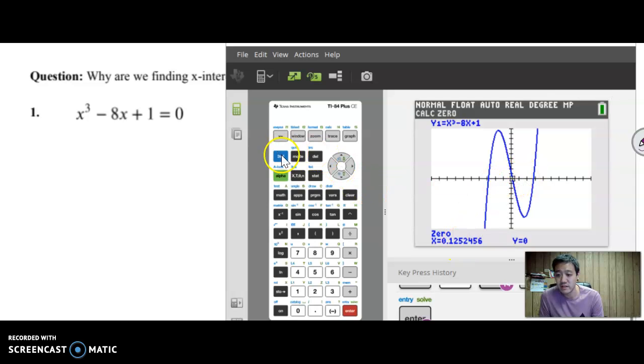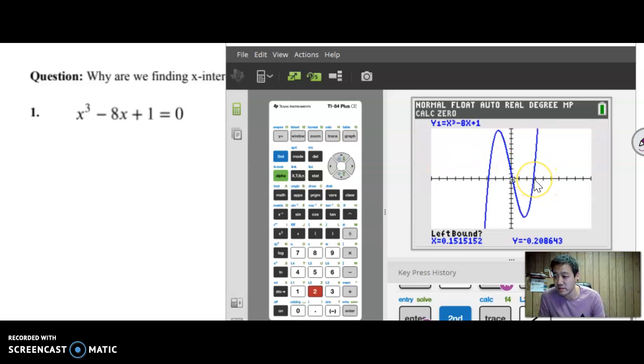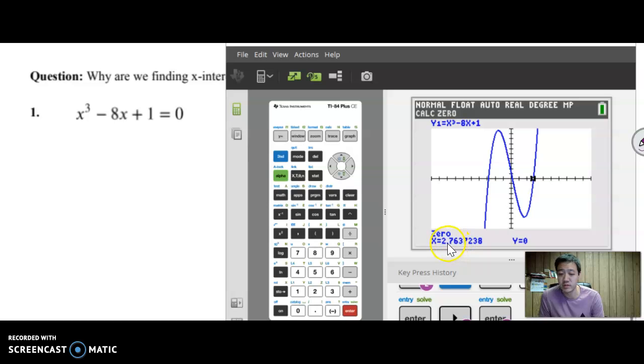Okay, and lastly, I'm going to do it again. Second calc, option 2, left bound of this x-intercept here. I'm just going to bring it over a little bit closer. All right, press enter, and then right bound anywhere to the right of that x-intercept. Hit enter for guess, and then 2.76. Okay, so those are where the solutions are.